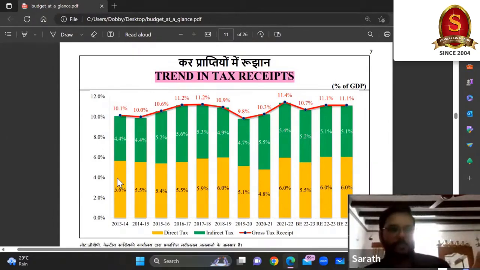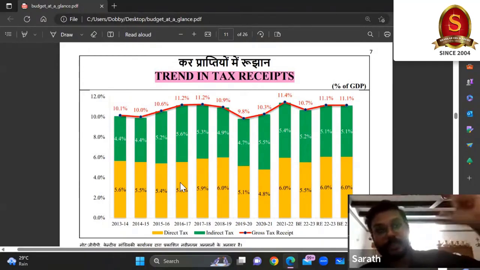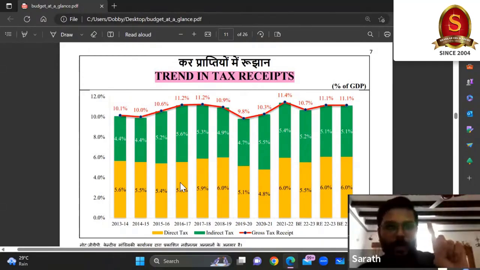So in let's say 2013-14, 5.6, 4.4, direct tax. The yellow one is the direct tax. Direct tax is greater. Next year, 5.2, 4.4, greater. 2015, 5.4, 5.2, greater. But 2016, 5.6, 5.5, which means indirect tax is greater than direct tax. There is 1 year where indirect tax is greater than direct tax. Then it comes back to normalcy. 2017, 18, 18, 19, 19, 20 is normal.